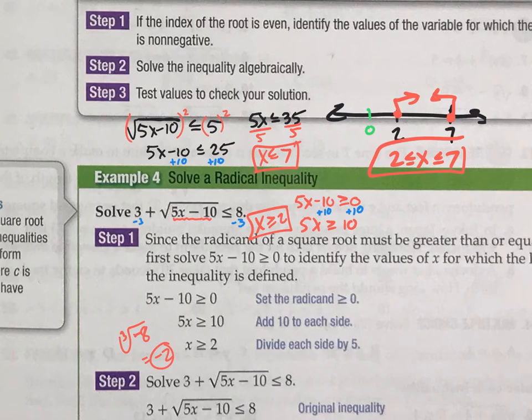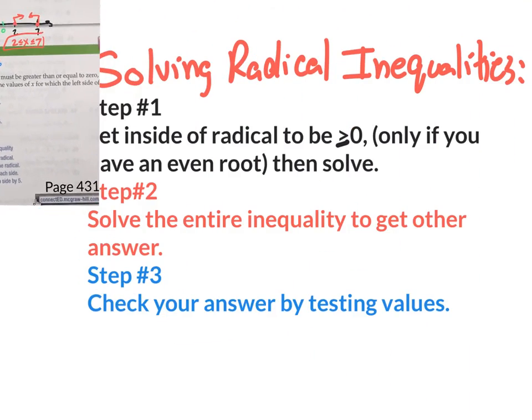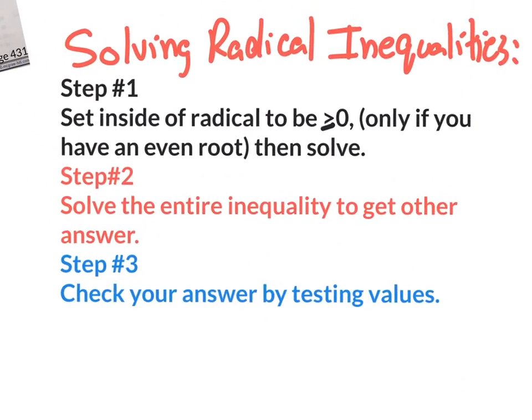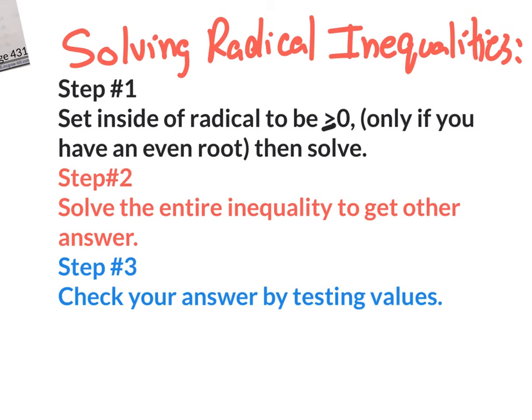So now that you've seen the example, let's jot down these steps. Solving radical inequalities. Step 1, set the inside of the radical to be greater than or equal to 0, only if you have an even root. If it's an odd root, you don't have to do step 1. You just solve it the way you normally would. And then, of course, solve. Once again, set the inside of the radical to be greater than or equal to 0 only if you have an even root. If it's an odd root, you don't have to do step 1. You just solve the entire inequality the way you would an equation.